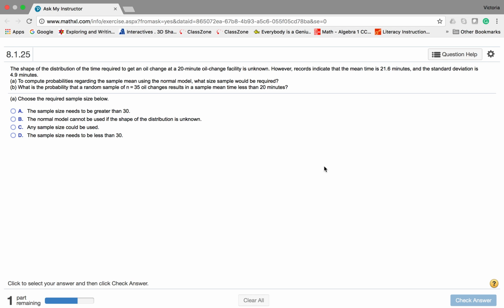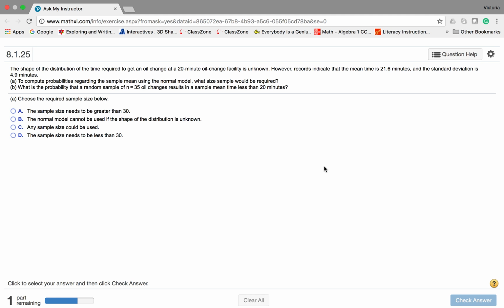However, records indicate that the mean time is 21.6 minutes. So even though they say it's a 20-minute oil change, it's taking them about 21.6 minutes on average. And the standard deviation is 4.9 minutes. So remember what standard deviation is: the average distance from the mean. So on average, it's taking them 21.6 minutes plus or minus 4.9 minutes, and that's kind of where the bulk of their oil changes are.